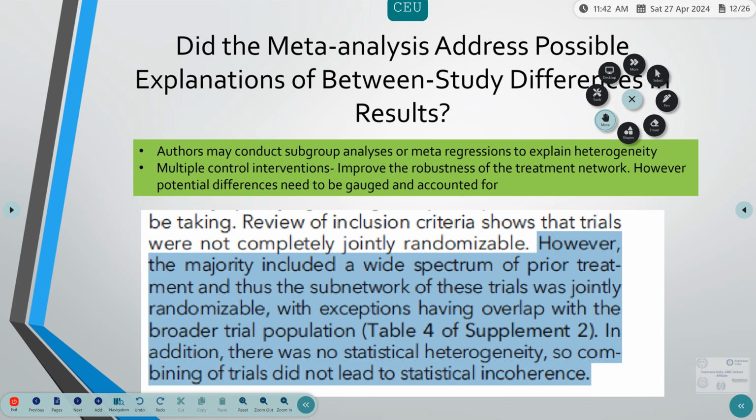Also, this question becomes important when there are multiple control interventions. Even though the network analysis becomes better, we need to account for the differences between the control interventions and make adjustments accordingly.